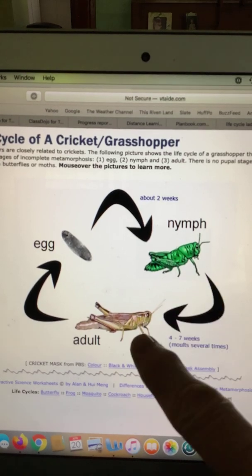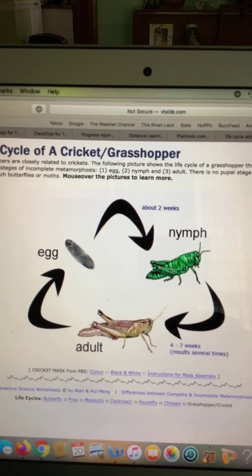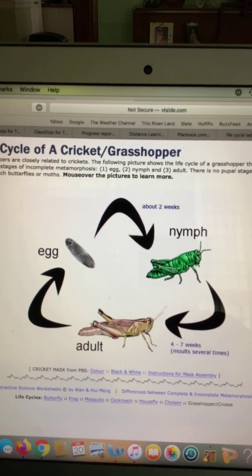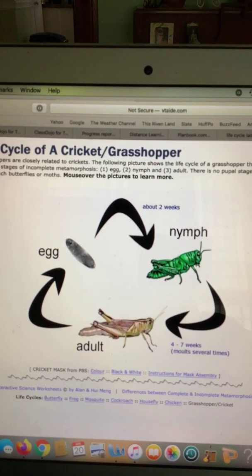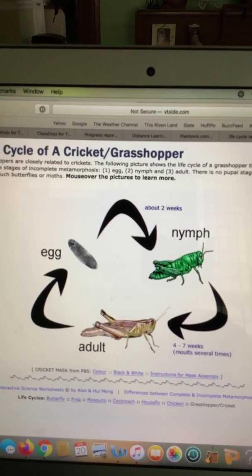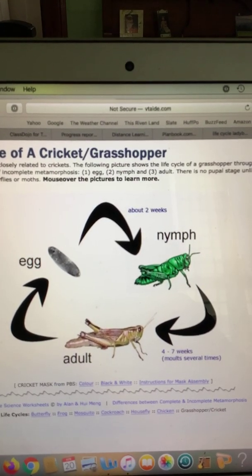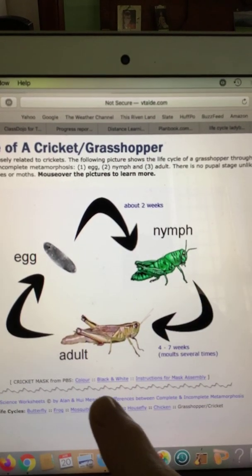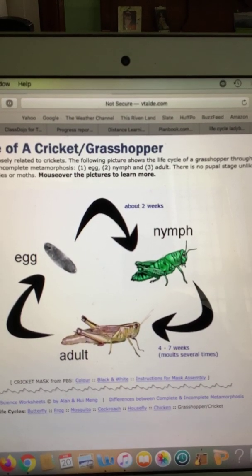But look at the nymph and look at the adult. How much alike they look. The color's a little different, and the size is different, but the shape, they look almost exactly the same. A lot like people do. But of course, we don't hatch from eggs. So you have the egg, nymph, adult life cycle for some insects.